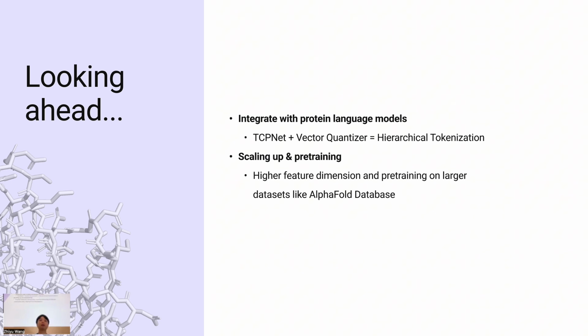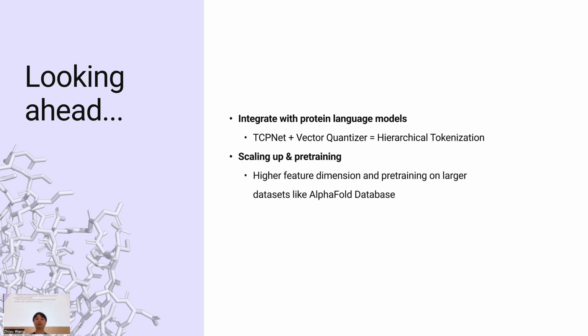And looking ahead, there are many ways to extend the current work. For example, we can integrate TCP-net with the protein language model. And we can do this by adding a vector quantizer after the last layer of TCP-net in order to achieve hierarchical tokenization of protein structures.